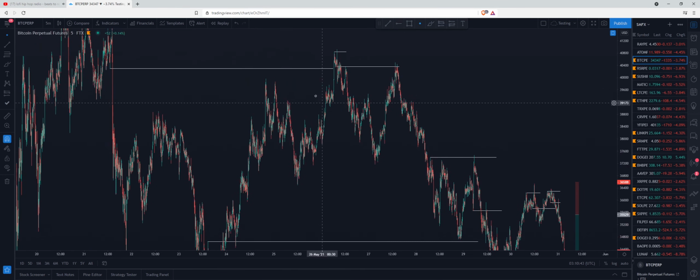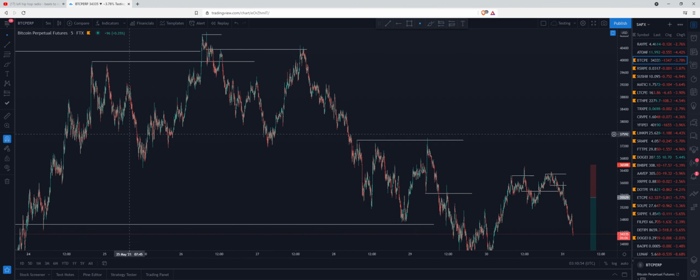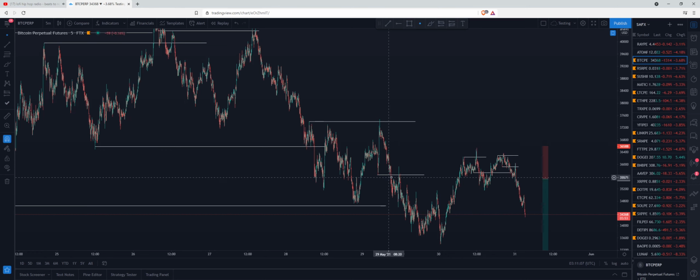So here we also have a sweep right here. And then we break below the higher time frame low that was responsible for sweeping the high. And then we redistribute again here. So we break below, redistribute, break below, redistribute, break below, redistribute.